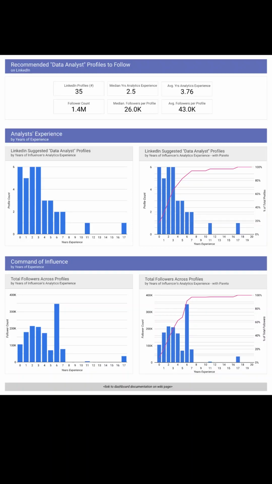Want to be a data analyst and build your portfolio? You can do something as simple as this. Here's an example of a nice looking dashboard, even though it's a little bit simple.